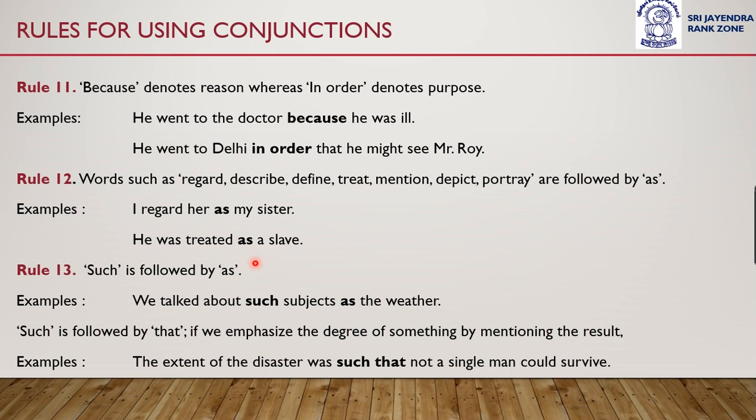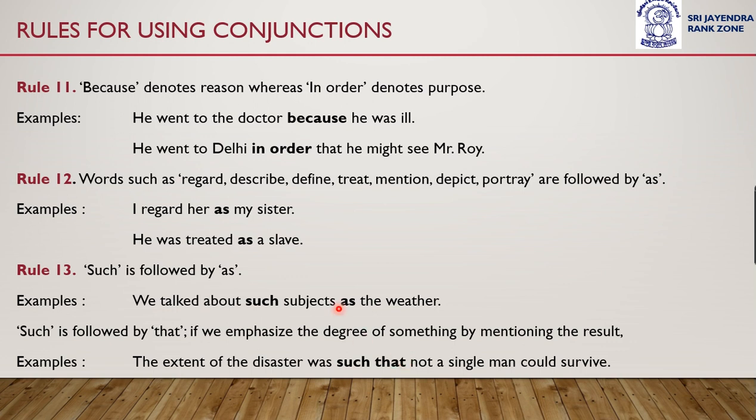Rule number 13. Such is followed by as in case of normal sentences. For example, we talked about such weather as this. But such is followed by that in case we have to emphasize the degree of something by mentioning the result. For example, the extent of the disaster was such that not a single man could survive. So we have to emphasize the degree of severity of the second clause, that is, not a single man survived. Therefore, we have to use that after such.